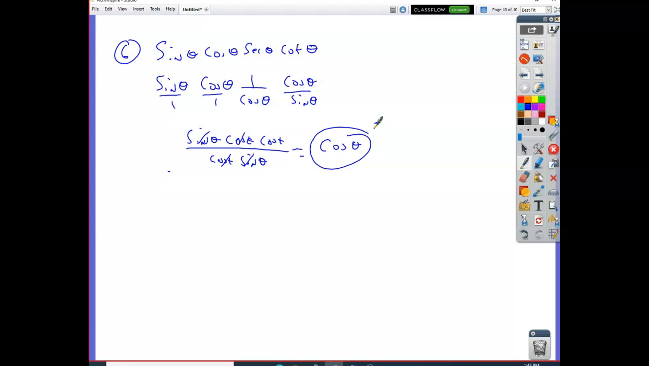Now listen to me. On 7, do good algebra as your first step. If you can do something that makes your life better algebraically, you should start there. Then change to sine and cosine, then just keep doing good algebra.